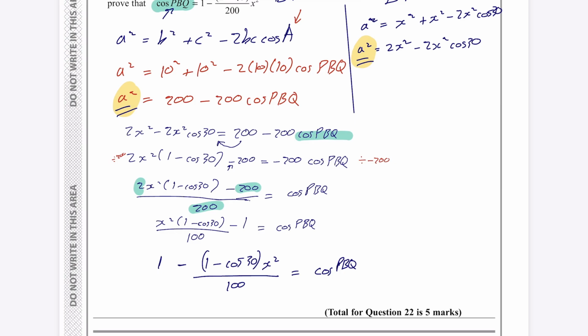Now cos 30 is root 3 over 2. So we can do 1 minus root 3 over 2. That's what cos 30 is. And all I'm doing is looking at it in a bracket. And if you do 1 minus root 3 over 2, you'll end up with 2 minus root 3. So that then becomes 1 minus 2 minus root 3 x squared all over 100 is equal to cos PBQ.